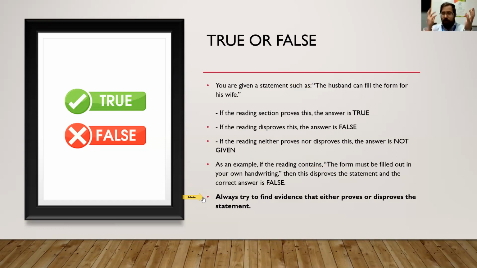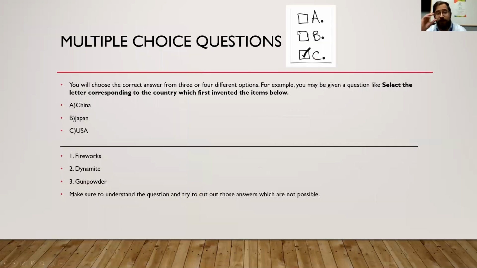That's your true, your false, and if you can't find anything, it's not given. Multiple choice questions are also very common, and there are lots of different types of multiple choice questions you can get. You always have to choose the correct answer from 3 or 4 different options, maybe more.